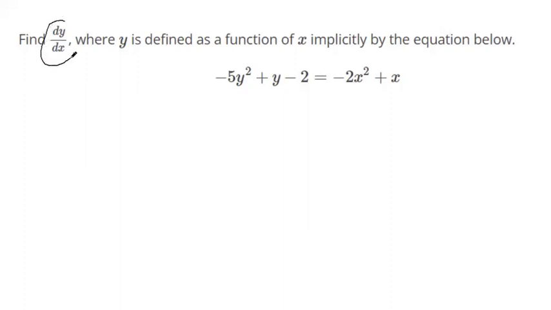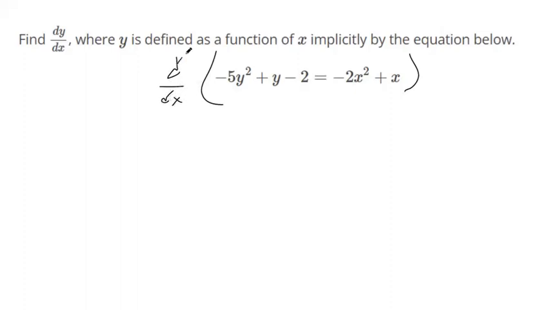We're asked to find dy/dx, so the derivative of y with respect to x. Or in other words, how fast is the variable y changing with respect to the change in x? So we don't know what y is as a function of x. So we need something called implicit differentiation to find this derivative. So take a derivative of this entire equation with respect to x.